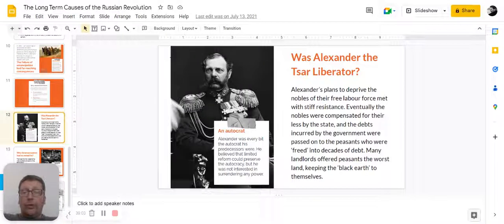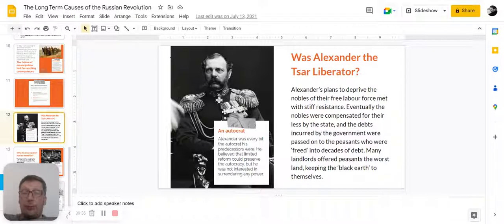So here is Alexander II. Was Alexander II a Tsar liberator? Alexander's plans to deprive the nobles of their free labour met with stiff resistance. Eventually, the nobles were compensated for their loss by the state, I apologize for the terrible spelling error. And the debts incurred by the government were passed on to the peasants who were freed in decades of debt, as we know. Many landlords offered peasants the worst land, keeping the black earth for themselves.